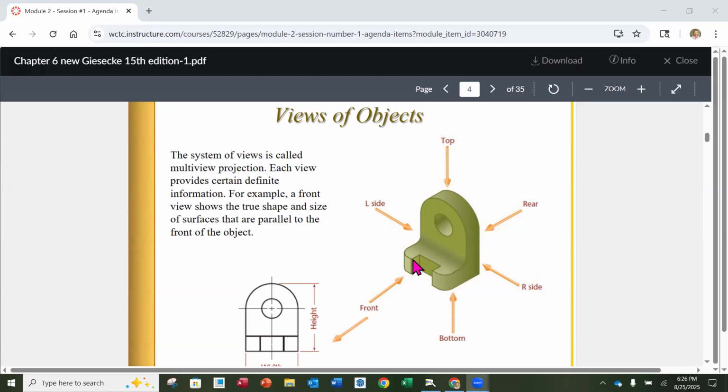So when we look at it, this would be the front view. They identified that. Then if we look straight down, that's going to be our top view. Our right side view is going to be on the right-hand side of the front view. Our left view is going to be on the left-hand side of the front view. The bottom is going to come up from the bottom, opposite the top. And then the rear is going to be the opposite side to the front.